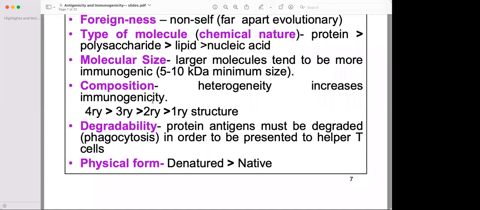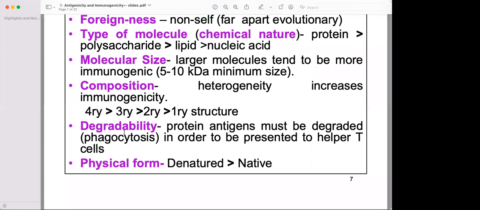When you go to the composition, you typically know of sequences of amino acids. That is the basic structure of protein. And that primary structure can move to the secondary structure of protein, then the tertiary structure, then the quaternary structure. The much more coiled, more complex structure of the protein is the quaternary structure. So heterogeneity increases immunogenicity, in that the quaternary structure is much more immunogenic than the tertiary structure, than the secondary structure, than the primary structure, which is the sequence of amino acids in a protein.